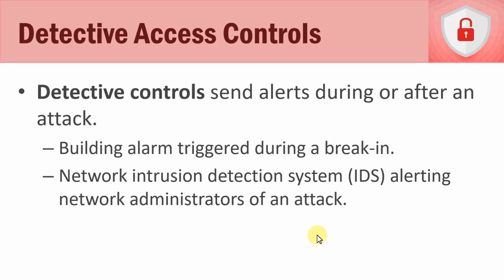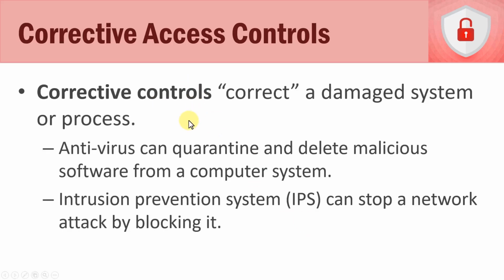I mean, that's kind of a common thing for people to have building alarms, and they can either be a loud active one or a silent one, or you could have some sort of camera where it's going to alarm you on your cell phone or a device that you have. A network intrusion detection system is going to be alerting the network administrators or the computer incident response team when there's an active attack on your network. So that's a detective control.